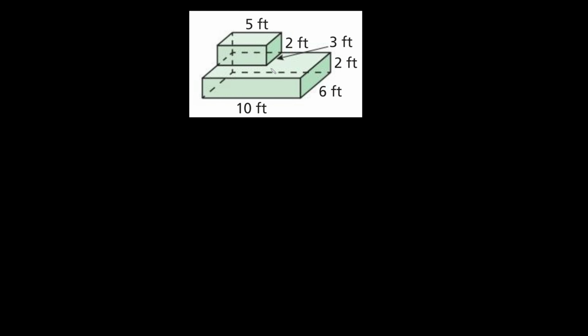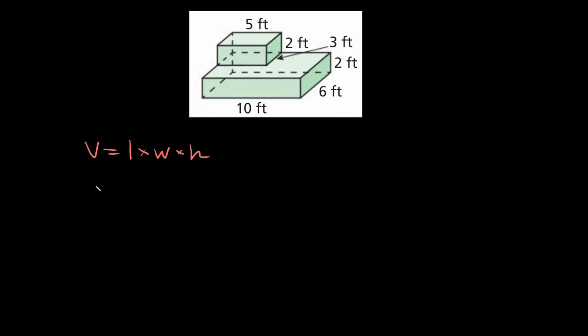So in order to find the volume of a rectangular prism or a square prism or a cube, or basically just something that looks like a box, the volume is going to be equal to the length times the width times the height. All right, so this is the formula that we're going to use to find the volume of each of these, and then we're just going to add them together.